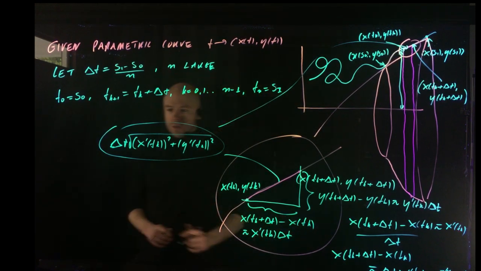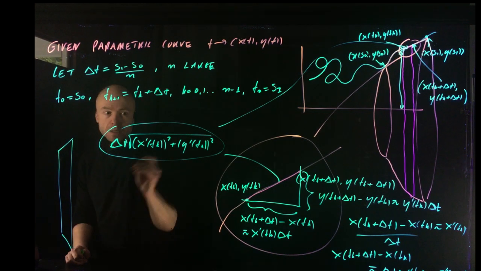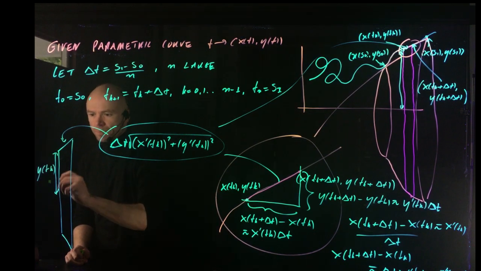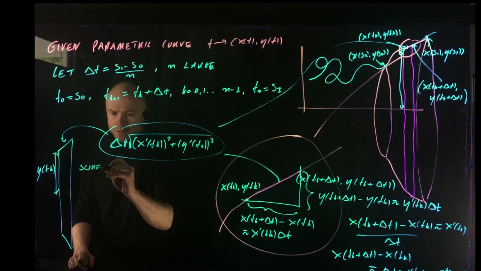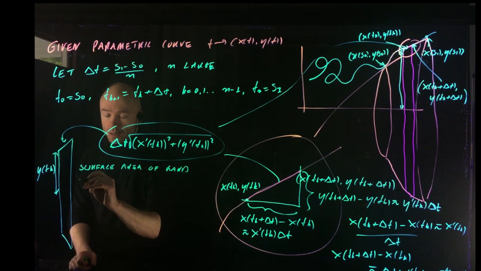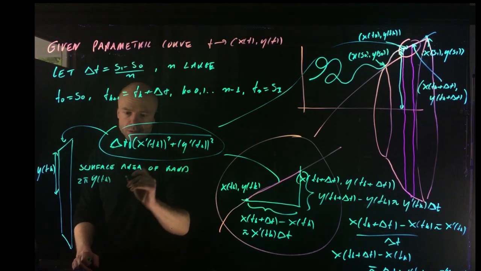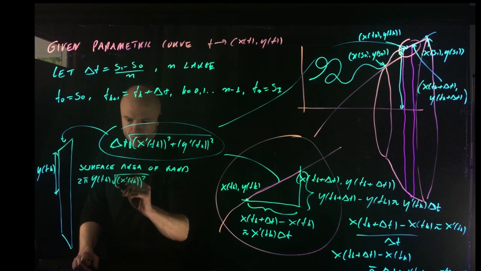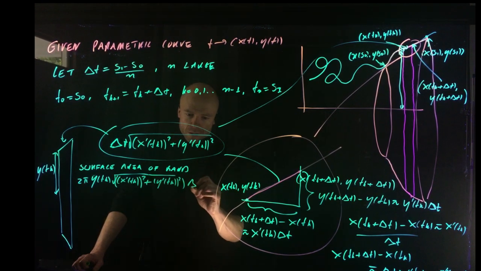Cool. So if we have our band, let's draw the band, and it kind of looks like this. And this is this quantity right here. And then this length right here is y of tk. Okay? So our actual expression for the surface area of the band is just going to be 2 pi y of tk, which is the circumference, times the thickness, which is this expression here, square root of x prime of tk squared plus y prime of tk squared, and then delta t, and that's it, right?